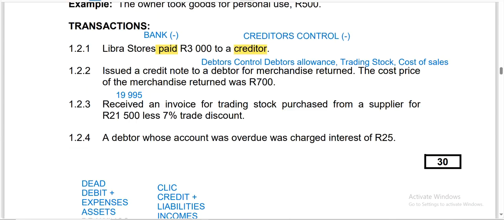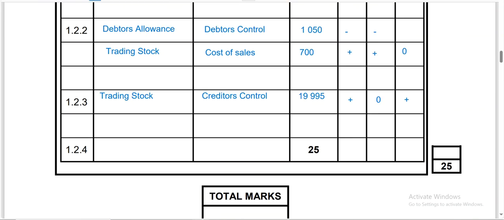The last one, they're saying that a debtor whose account was overdue. Remember, if the account is overdue, it means this person is owing us, and they're saying that this debtor was charged with an interest of 25 rand. So it means that his debt will have to increase. So the account debited will be debtors control. Okay, so we have debtors control, and then our account credited is going to be interest on overdue debtors.